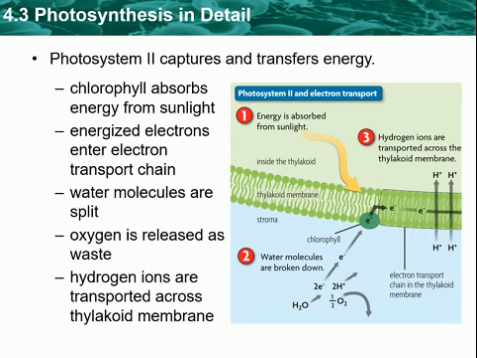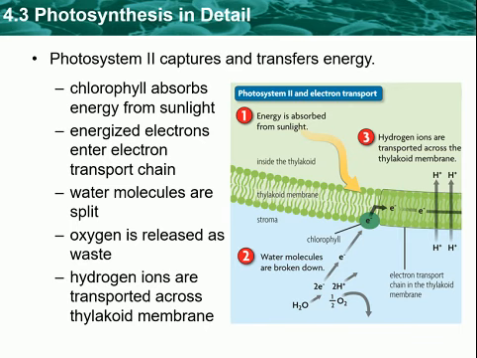In Photosystem 2, chlorophyll and other light-absorbing molecules in the thylakoid membrane absorb energy from sunlight. The energy is then transferred to electrons. As the image on the screen suggests, Photosystem 2 needs water to function. Stage 1: Energy absorbed from sunlight. Chlorophyll and other light-absorbing molecules in the thylakoid membrane absorb energy from sunlight. The energy is then transferred to electrons. High-energy electrons leave the chlorophyll and enter an electron transport chain, which is a series of proteins in the membrane of the thylakoid.